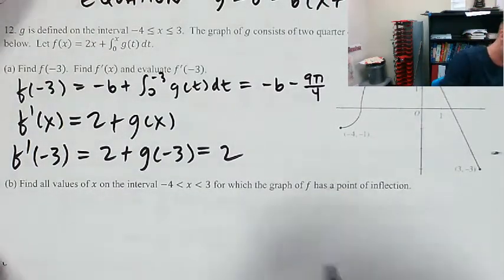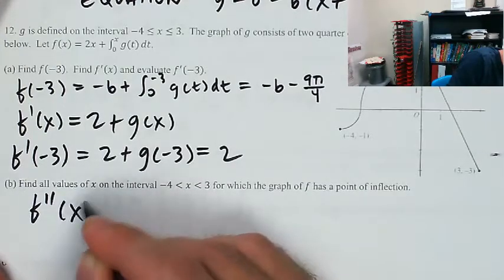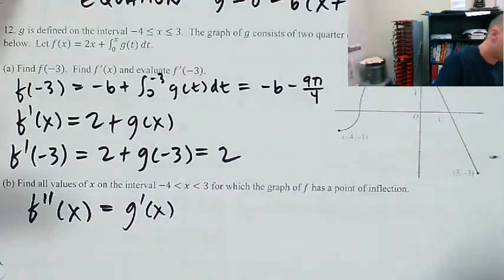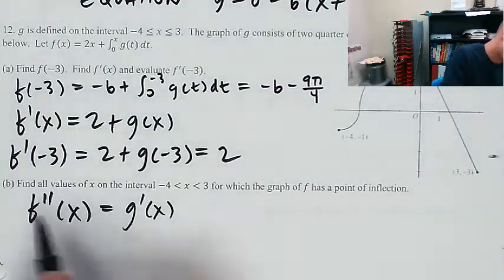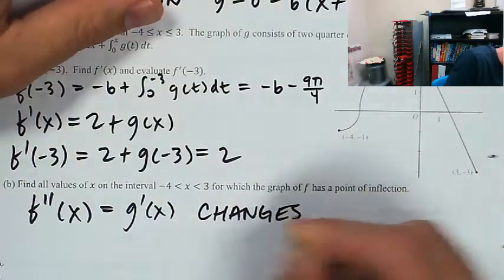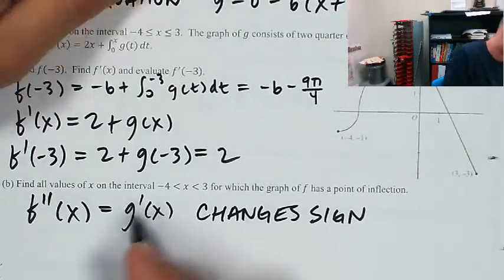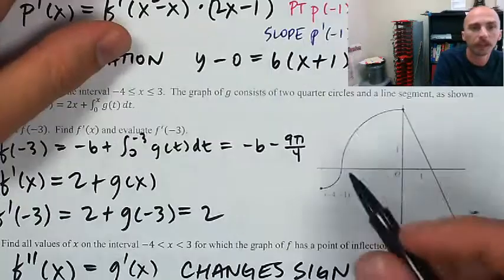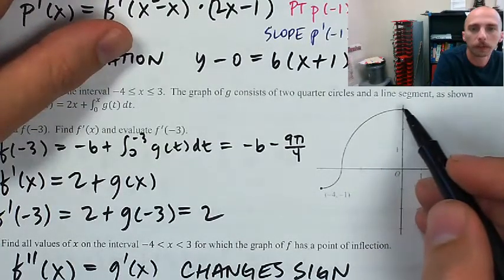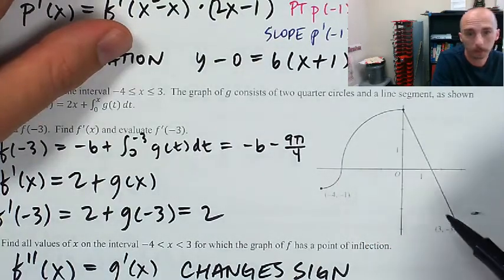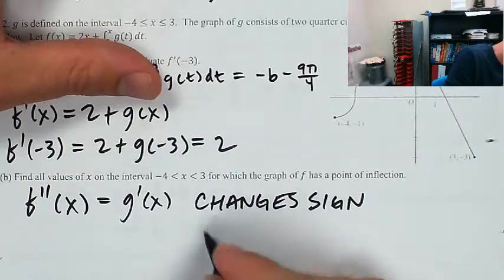Okay, well, we're going to need f double prime. F double prime of x is the derivative of 2, which is 0, plus the derivative of g, which is just g prime. And f has a point of inflection where f double prime changes signs. So I'm looking for where g prime changes signs, so really where it changes from increasing to decreasing or decreasing to increasing. And the only place to see that happening is right up here at x equals 0, right? Because over here it is increasing this whole time, and then it becomes decreasing, decreasing all the way to the edge. So I'm going to say that's only at x equals 0.